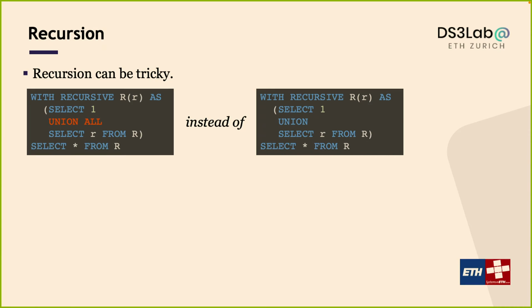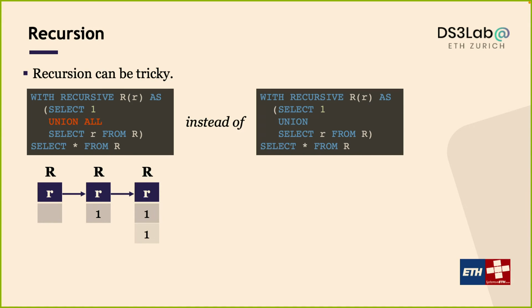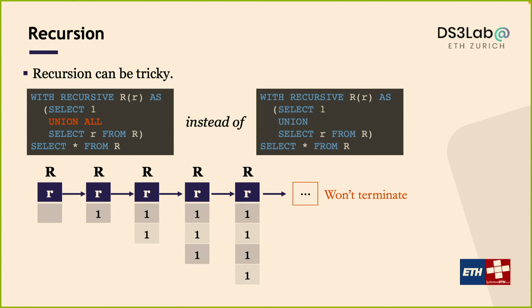Who thinks it will terminate? Who thinks this will not terminate? Yeah, this will not terminate. If you think about why, you start from empty. The first run is clear, so you get one tuple, which is 1. The second query, you get 1. You union all, you get 2 tuples with the same value, 1. You continue to do this. It will essentially never stop, because union all will not do the deduplication for you. Make sense?